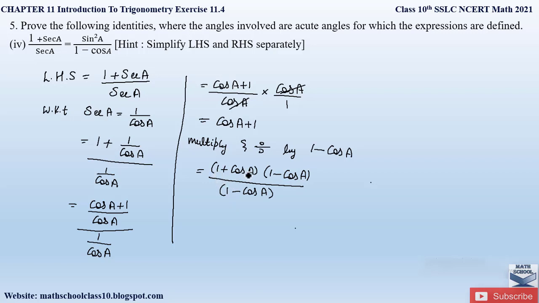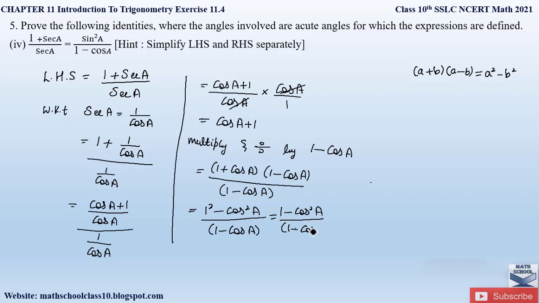It is of the form a plus b into a minus b, right? So a plus b into a minus b formula is what? A square minus b square. So we will apply this identity here. So here a value is 1 and b is cos a. So a square is 1 square minus cos square a divided by 1 minus cos a. Okay, so this will become what? 1 square is 1 minus cos square a divided by 1 minus cos a.